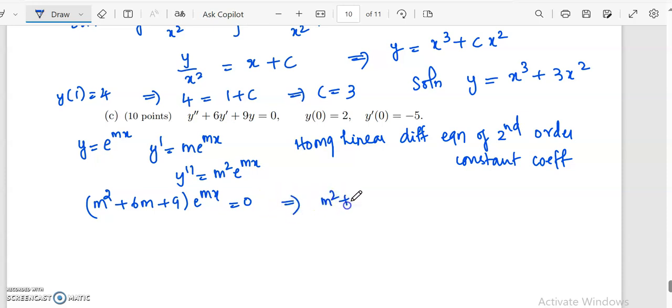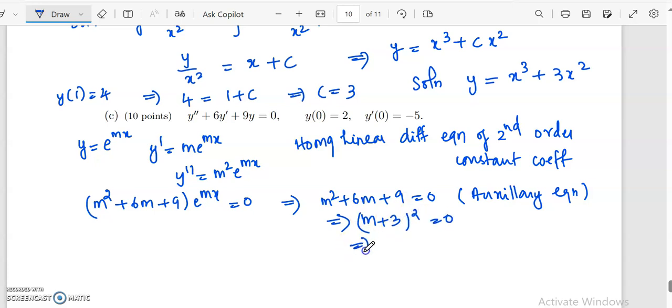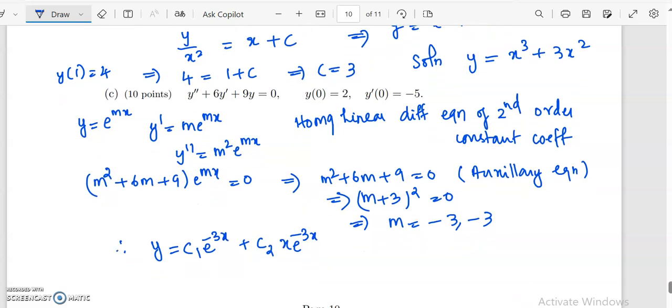So that will give us m square plus 6m plus 9 equal to 0. So this is called the auxiliary equation. It will be m plus 3 whole square equal to 0. So m will be equal to minus 3, minus 3. So we have real roots and they are repeated. So in that case, the general solution will be y equal to c1 e raised to minus 3x plus c2 x e raised to minus 3x. So that will be the solution.